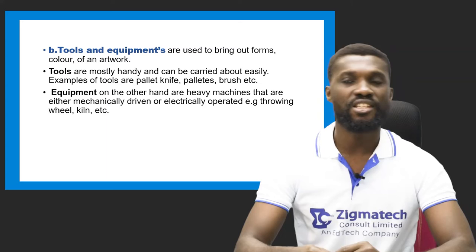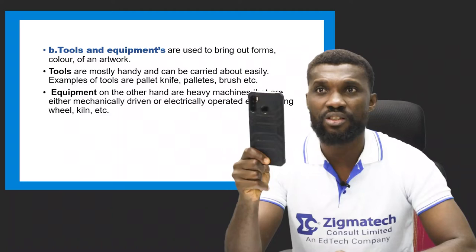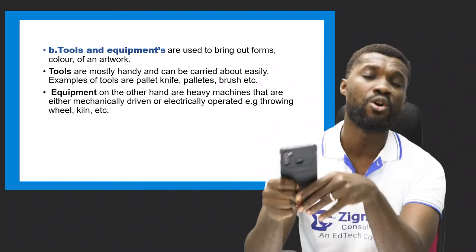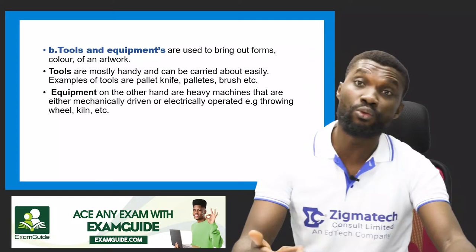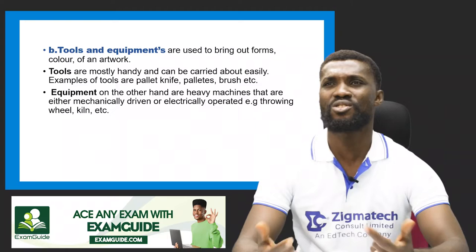Even your handset, for example, I have a phone here. This is an electronic machine. We use it to make calls, we use it to design graphics, you can work with your phone. So these are perfect examples of equipment. Some simple examples of mechanical equipment are the throwing wheel, as I told you, and the cane. Then we have your phone and your laptop as electronic equipment, and even your drilling machines. These are the equipment.